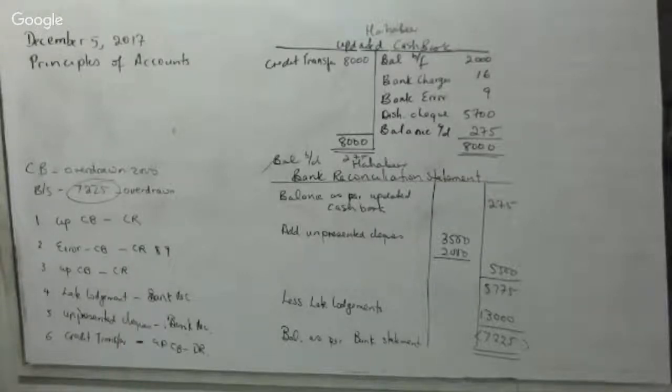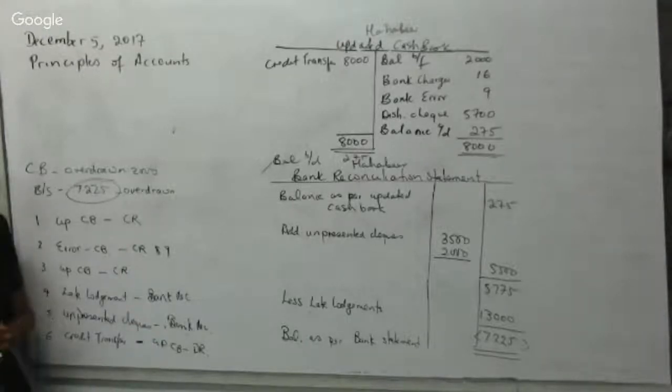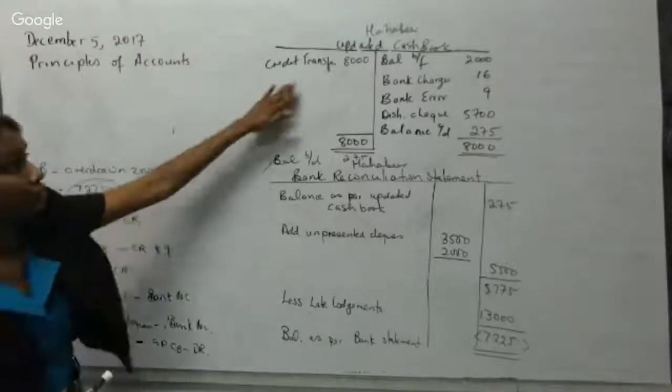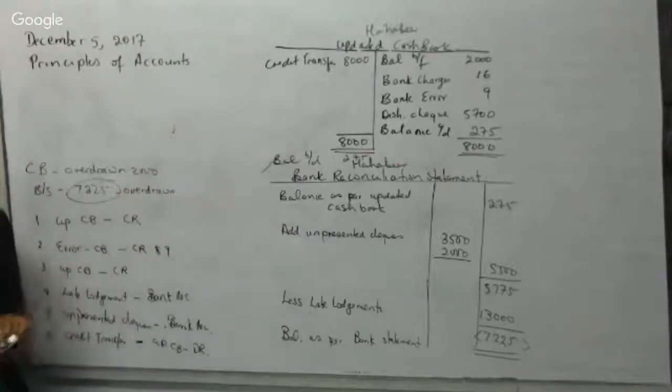And it's not uncommon for the exam to merge a bank recon question with a cash book question. In fact, it could have been asked to do the cash book, and that balance brought down that you have in the cash book becomes the balance brought forward here.